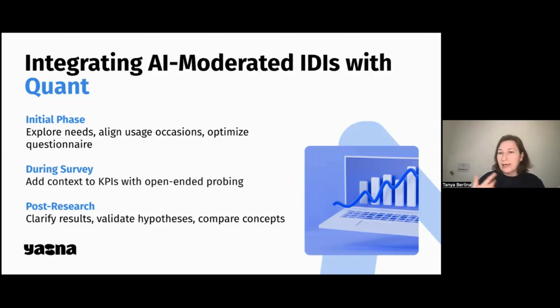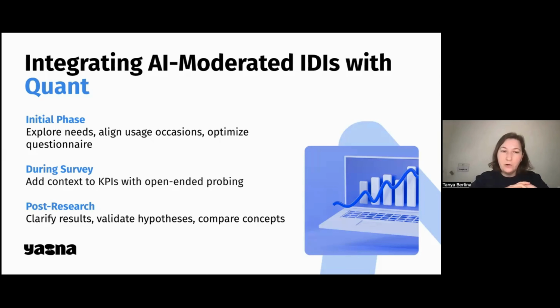So for example, you can add context. You measure KPIs with the quantitative survey, but you can add open ends that will not be just like, what do you think about this concept? And they write, for example, great idea, I like it. It's not very informative, right? So you need human-like probing. What exactly did you like? Why? How does it make you feel? And things like that. So this is another way of matching quant and AI moderated interviewing.